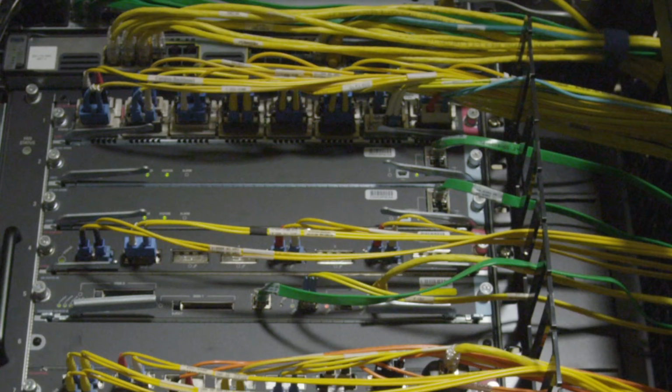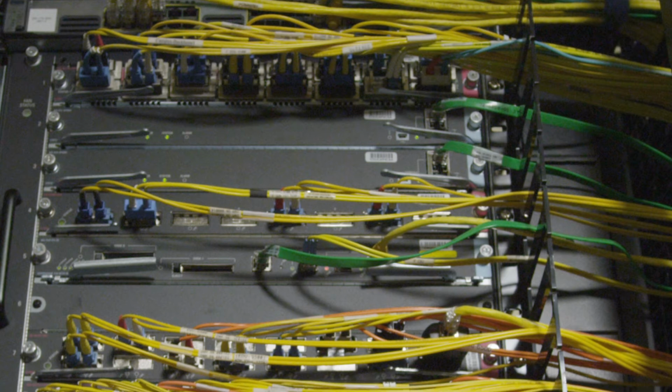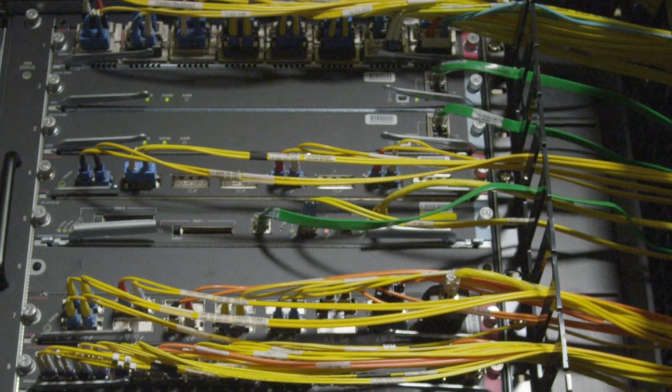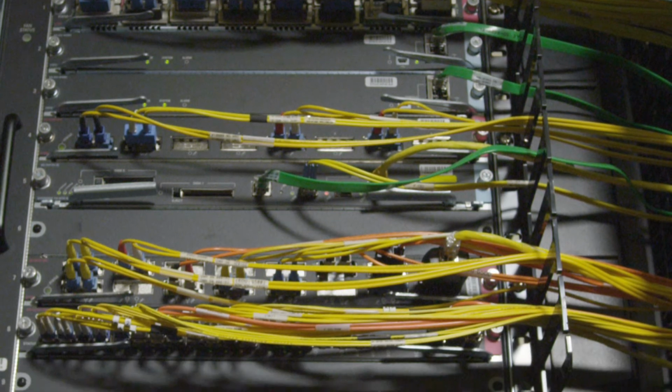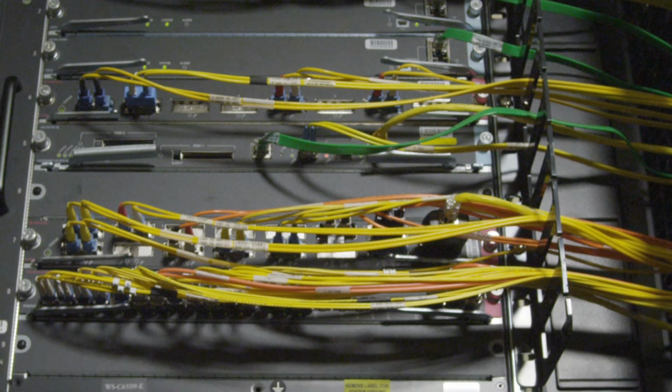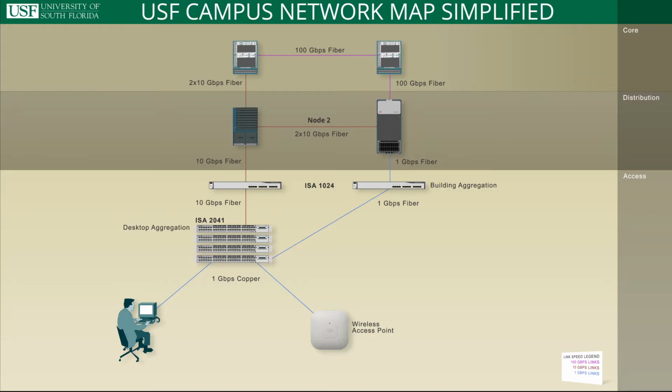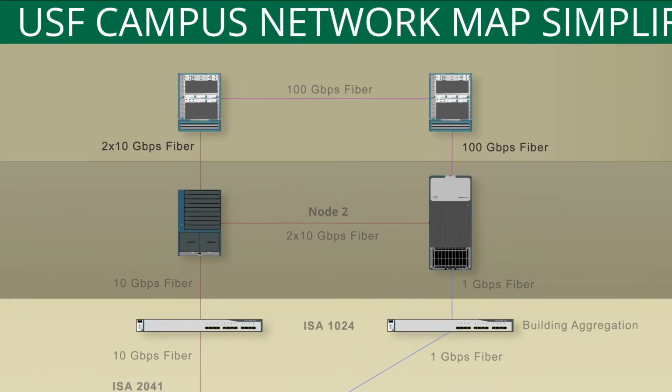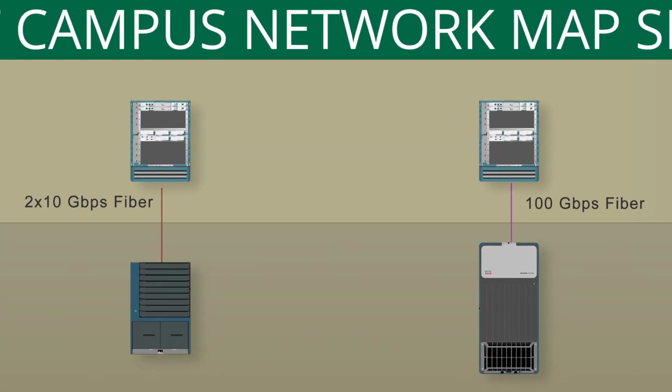The fiber optic cables you see plugged into these devices connect to the building distribution switches that we just saw in the BDF. They typically run a few thousand meters underground from that BDF to this distribution layer device. Looking again at the simplified network diagram, you see that each distribution layer device is uplinked to both core devices. These uplinks run at speeds between 10 gigabits per second and 100 gigabits per second, depending on the bandwidth demands of a particular node.